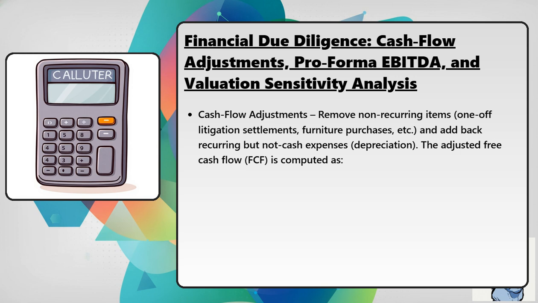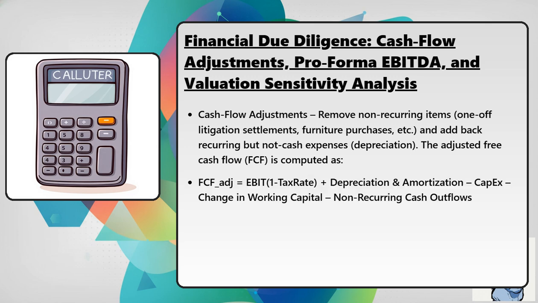Cash flow adjustments remove non-recurring items, one-off litigation settlements, furniture purchases, etc., and add back recurring but non-cash expenses, depreciation. The adjusted free cash flow (FCF) is computed as: FCF adjusted equals EBIT times (1 minus tax rate) plus depreciation and amortization minus CapEx minus change in working capital minus non-recurring cash outflows.